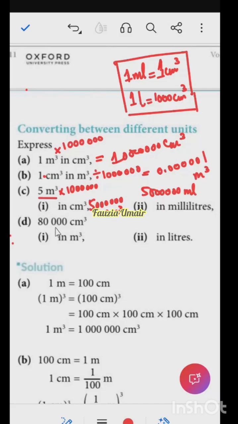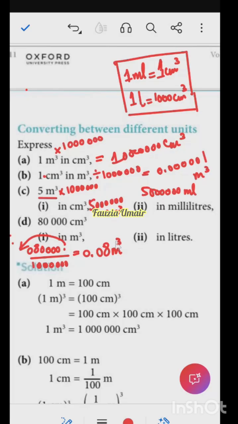So now what about this one? 80,000 centimeter cube in meter cube. So how do we convert to meter cube? We need to divide because we are going to a bigger unit. So with a bigger unit, the number becomes smaller. So we will divide it with 1 million. Now there are 6 zeros. Here is a decimal. How many digits do we have? 5. This means I need to add one zero here. So this decimal will go all the way back here. So the answer would be 0.08 meter cube. Okay, beta?